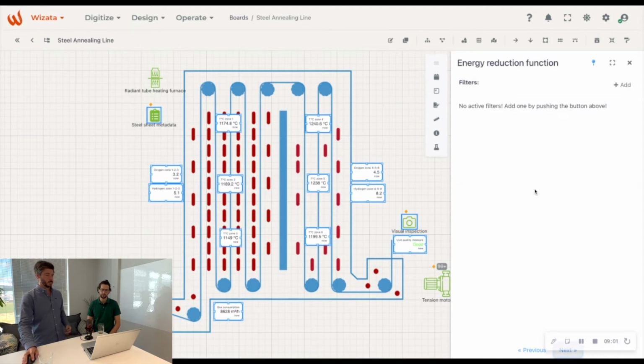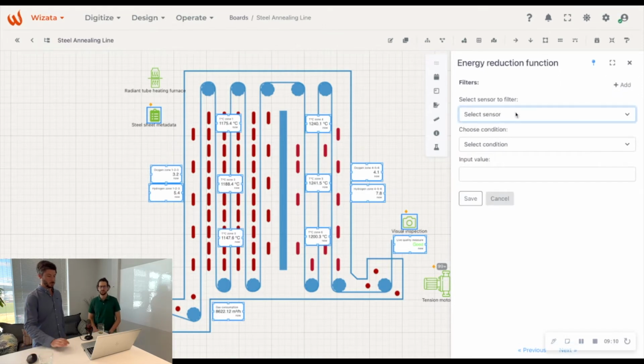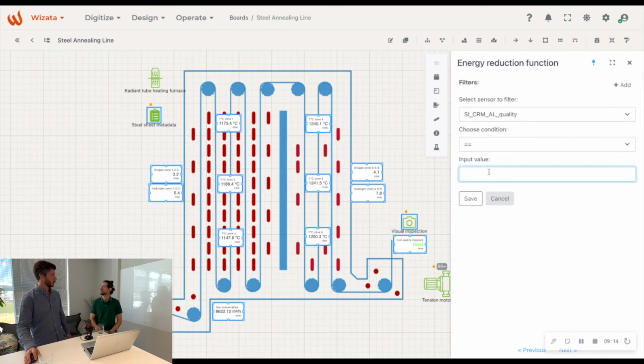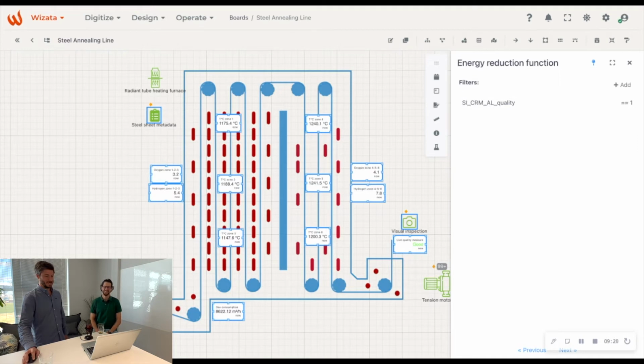I click next, then I can filter the data. So as we said before, we don't want to learn from bad quality, no? Yeah, of course. I will keep only when the production was giving good results. It was coded in this case in 1 or 0. Yeah, binary. Exactly. 1 is good. Click save. I go to the next step.